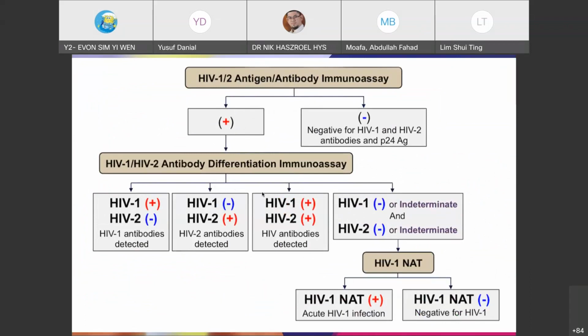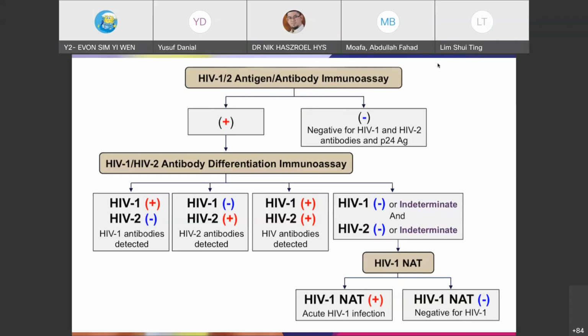For the antibody differentiation immunoassay, this test is in NOLIA. So they use line immunoassay in USM. And for NAT, it's just known as NAT. Okay, so you test the patient, you order antigen antibody immunoassay.